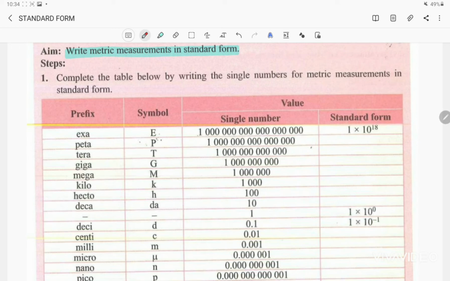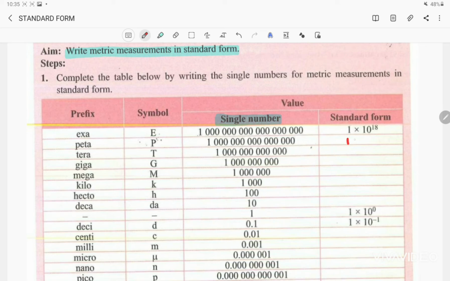Now this one symbol hexa. Prefix hexa, simbol dia E. Peta, simbol dia P, and so on. Kita akan tengok value-nya. Ini adalah value dalam kolom ini, value dalam single number. Tengok number dia terlalu besar kan? 0 yang banyak tu kan? So kita nak tukarkan ke dalam standard form supaya kita boleh tulis dengan ringkas.